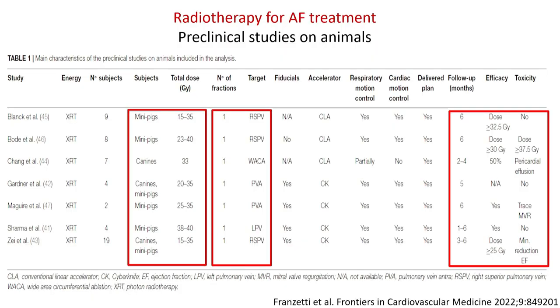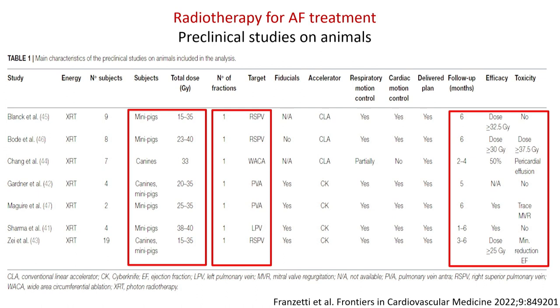One very important lack of knowledge is that we don't have any dose-ranging study about radioablation in human studies. It is not ethical, of course. We only have data from animal studies. But if you see the numbers, these animal studies are very small. The maximum number is 19 pigs, and in canines and dogs, another is 8.